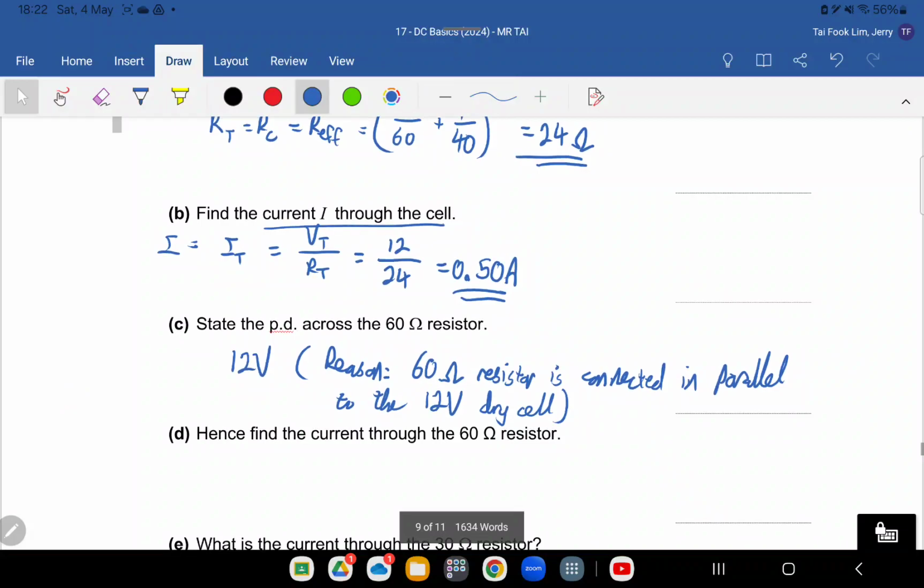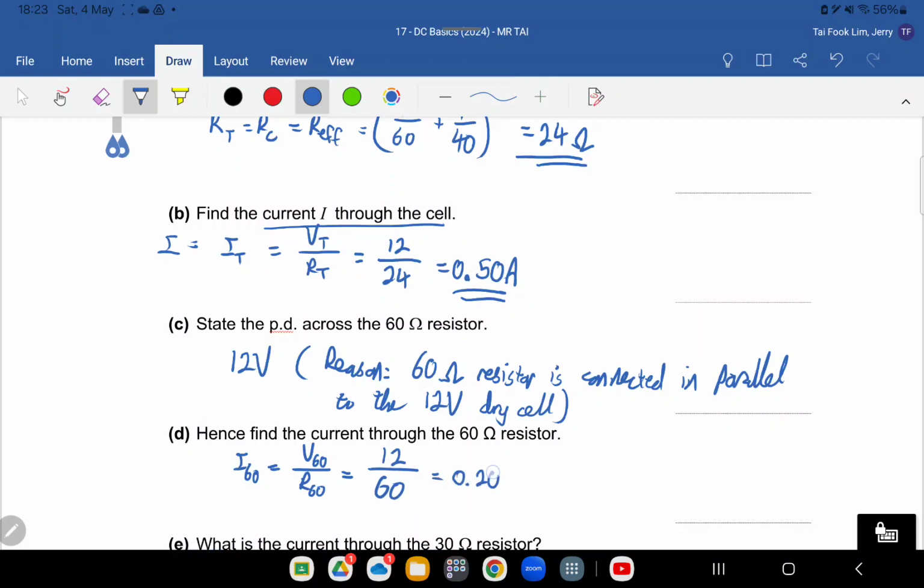Find the current through the 60 ohm resistor. So in this case, the current in the 60 ohm resistor is given by V60 over R60. Okay, and the voltage will be 12 over 60, which is 0.20 amperes.